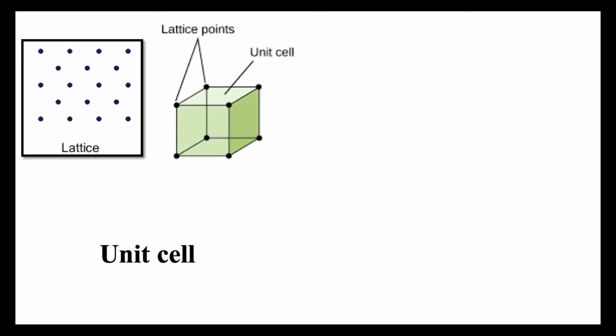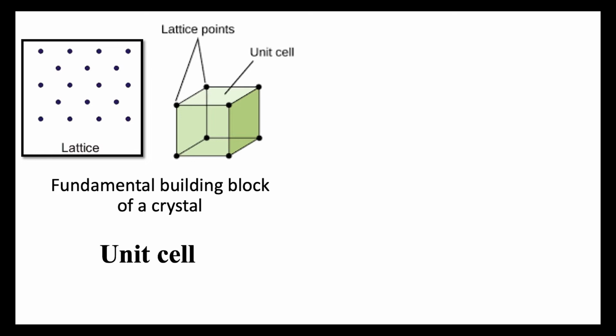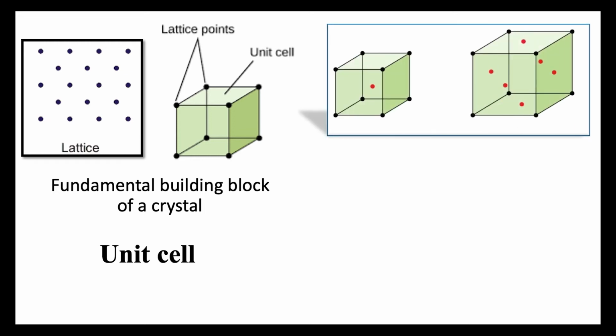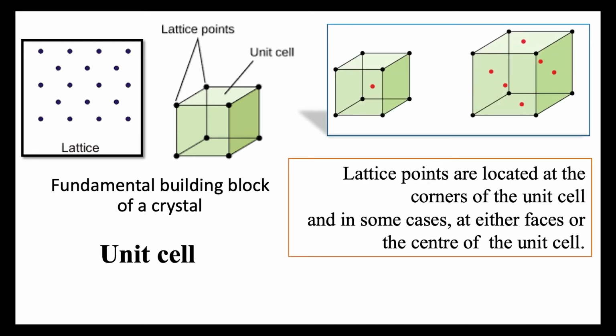To understand the crystal structure better, let us divide the space occupied by a lattice into smaller repeating blocks or cells. We do this such that these repeating units generate a three-dimensional lattice. Such a repeating unit is called a unit cell. That is, a unit cell is a fundamental building block of a crystal lattice. The lattice points are located at the corners of a unit cell, but they can also be located at the center of the unit cell or the faces.